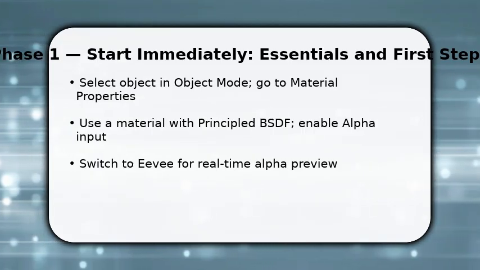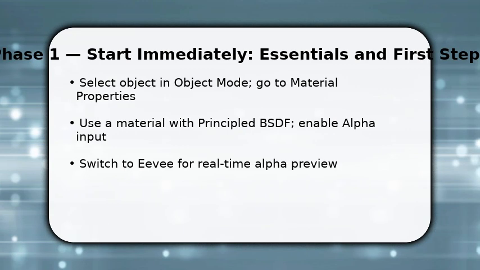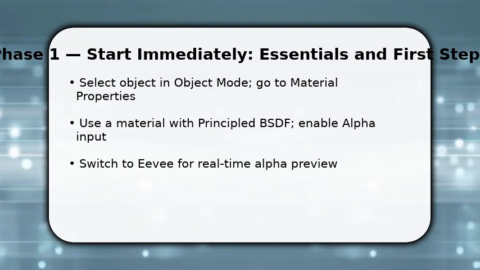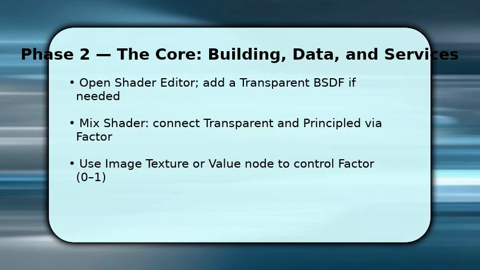You're acting now. Prepare the node you will edit. This ensures the opacity change affects both viewport and final renders. Now you edit nodes in the shader editor to control how and why the surface becomes transparent.